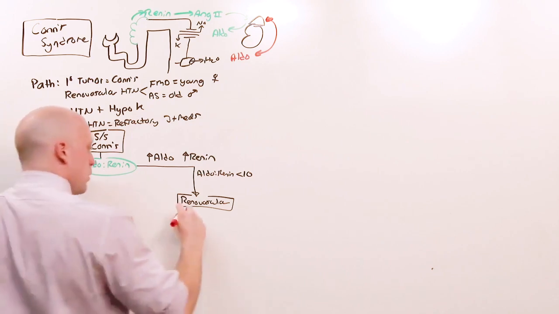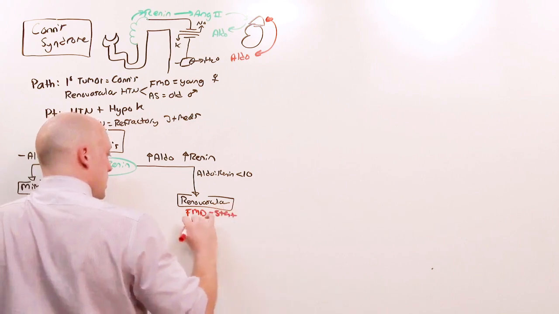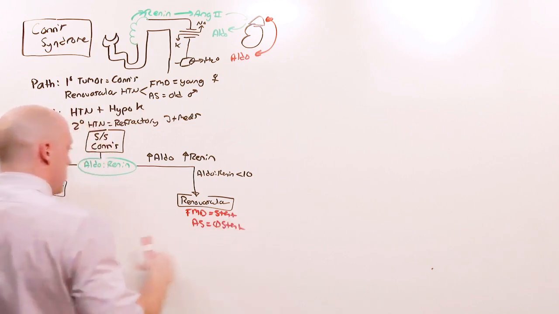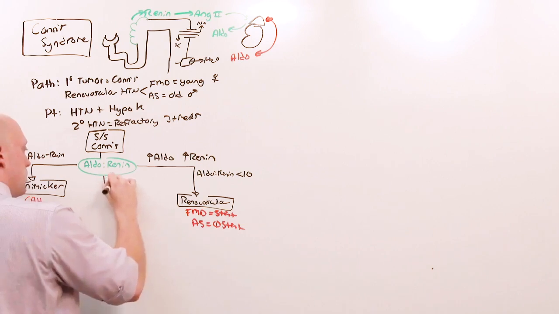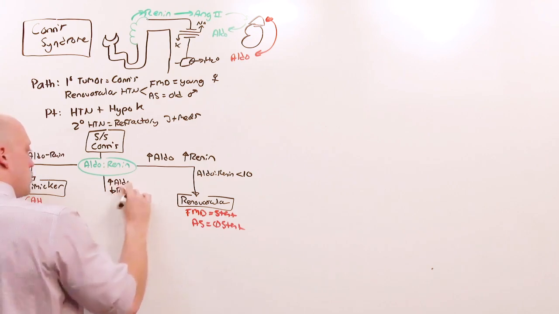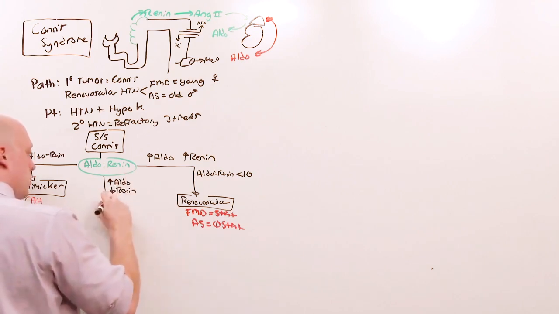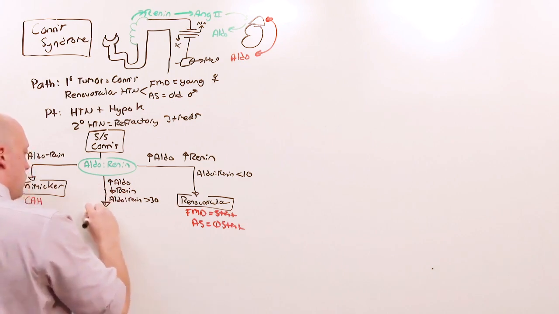And in the case of fibromuscular dysplasia, you will stent. In the case of atherosclerotic disease, you won't stent. You'll just deal with the blood pressure. Well, the fun stuff is if the aldo is elevated, renin is not, which means you have autonomous secretion of aldo, and the aldo to renin ratio is greater than 30. Now you've got Conn's.